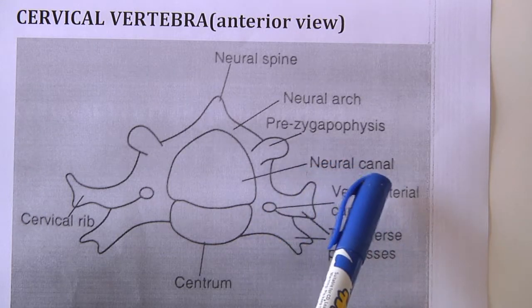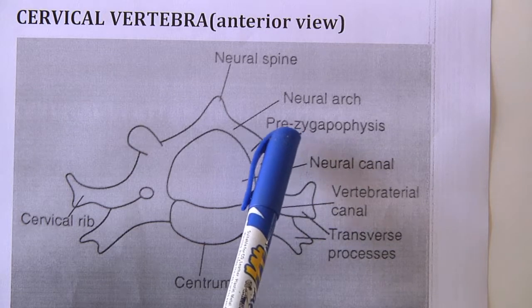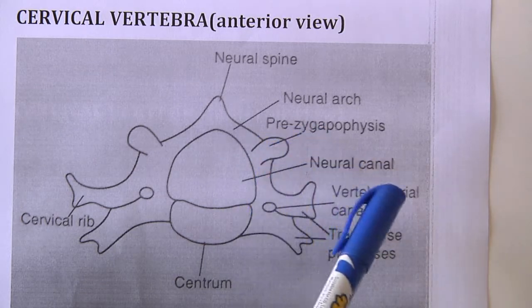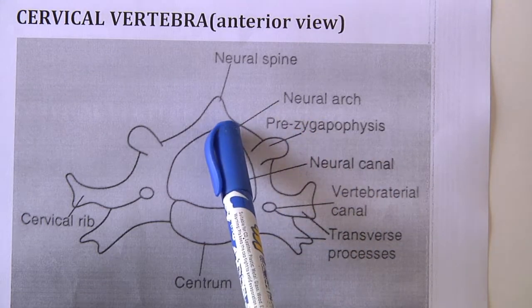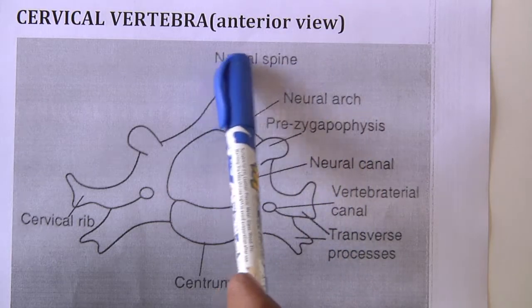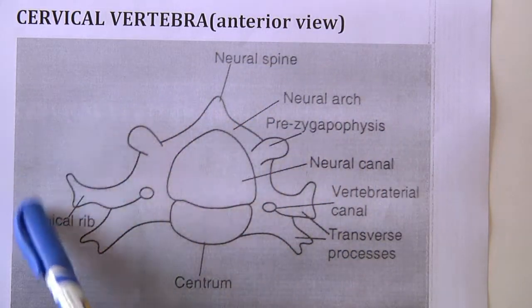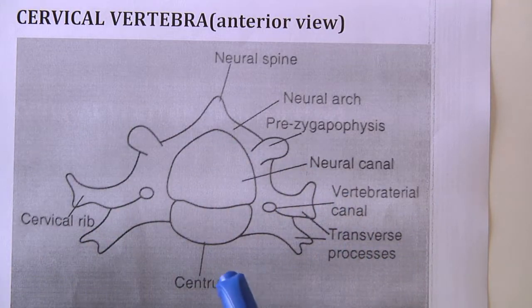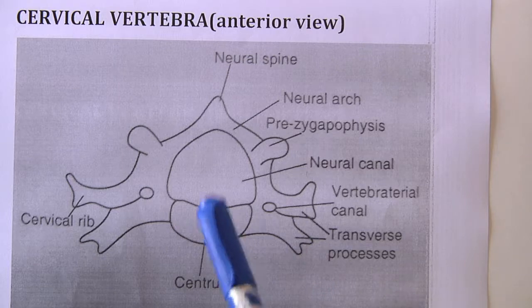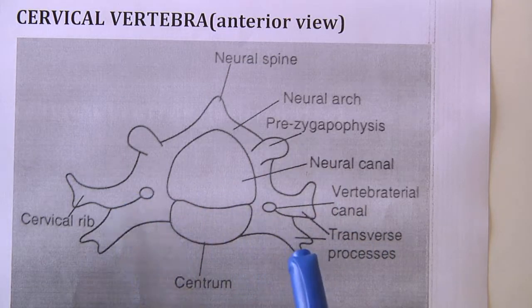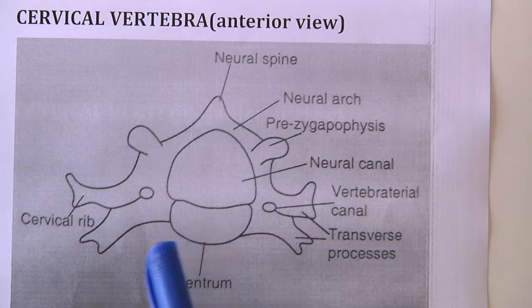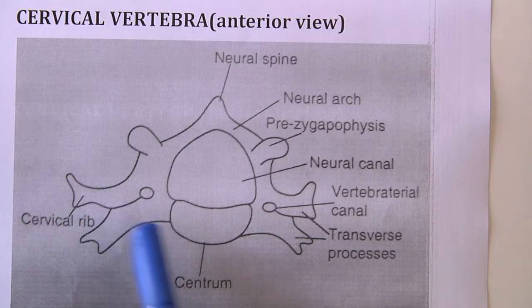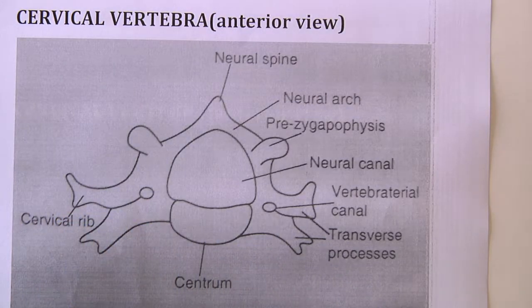there is the neural canal, there is what we call the prezygapophysis, there is what we call the neural arch, there is what we call the neural spine. So these are the different parts of the cervical vertebra. And what are some of the functions of these particular structures found on the cervical vertebra? So we are going to look at the structure and its adaptive function.